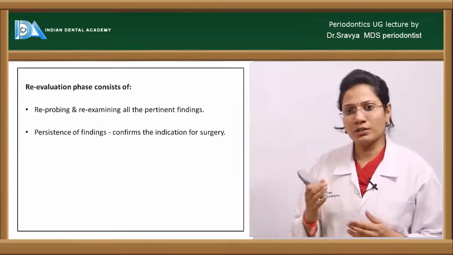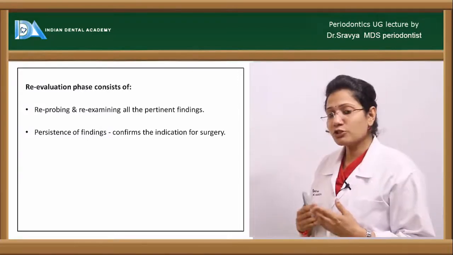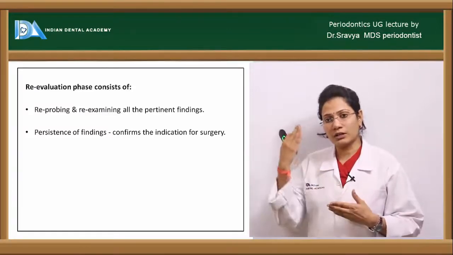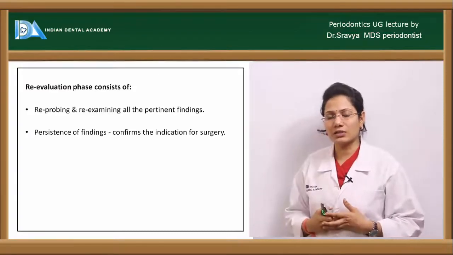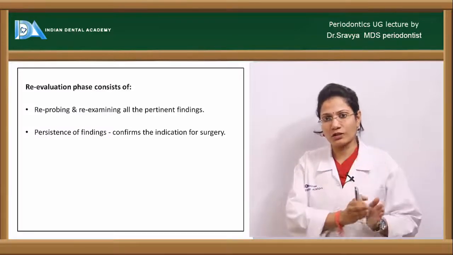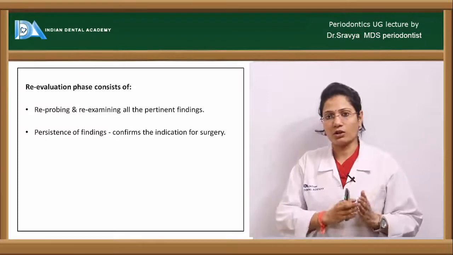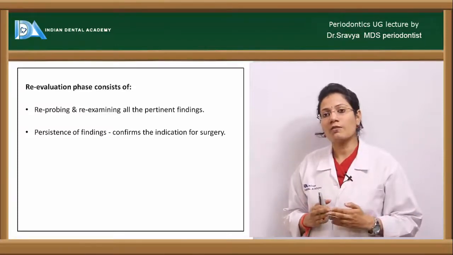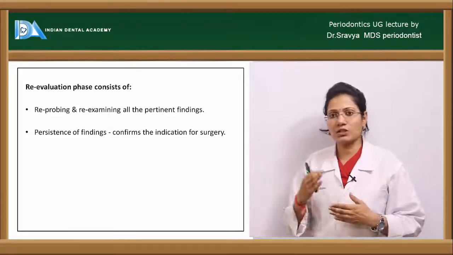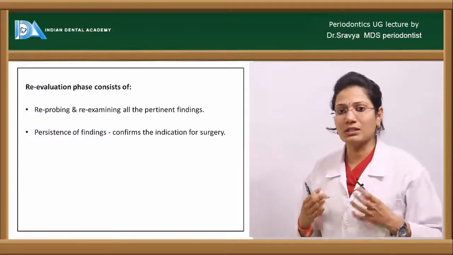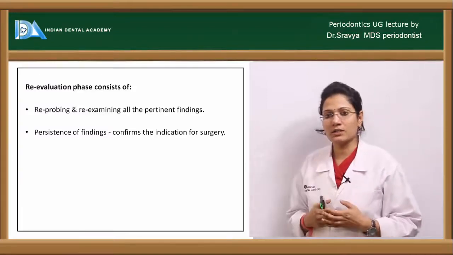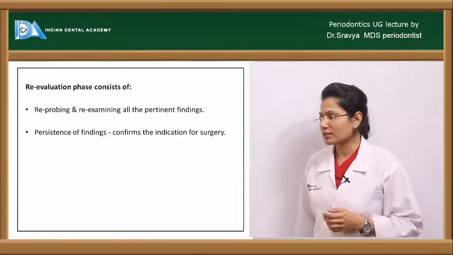Now, what all do you do in the re-evaluation phase after your phase one therapy? You need to re-evaluate the periodontal status, you need to re-evaluate the patient's oral hygiene maintenance, you need to re-evaluate the patient's psychology, you re-evaluate the gingival status of the tissues, and then check for all the periodontal findings and decide at this point of time whether you want to perform a surgery or not. Sometimes what happens is, even after a good phase one therapy, all the periodontal findings might resolve. So this re-evaluation stage is a stage where you actually decide: if the periodontal findings are still persistent, then you go ahead with your periodontal surgery.